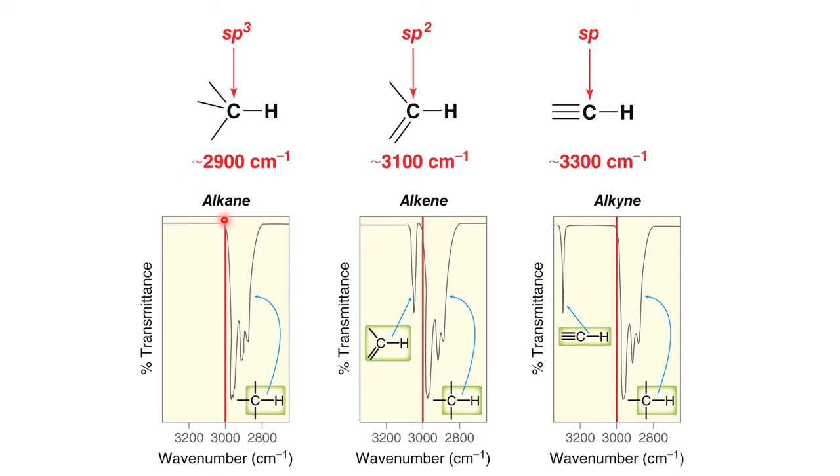In general, what I have you guys do is draw a line right at 3000. Anything that's to the right would represent a hydrogen that is bound to an sp3 hybridized carbon.